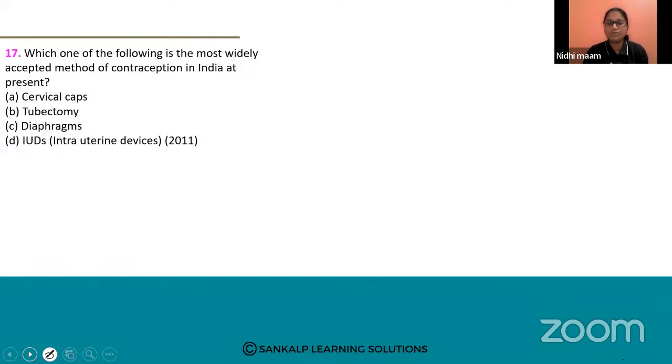Which one of the following is the most widely accepted method of contraception in India at present? Which is mostly used, the most famous method of contraception in India? Cervical cups, tubectomy, diaphragms, IUDs.